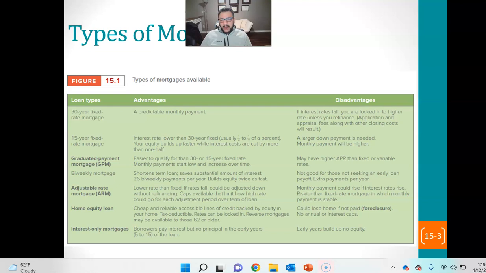A 15-year mortgage is just half. It's usually one half of the term of a 30-year fixed mortgage, but what we'll see later is that it saves a significant amount of interest over the course of that loan.